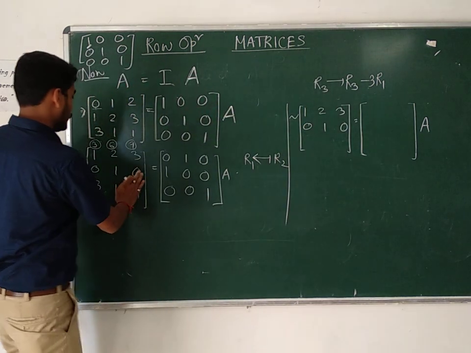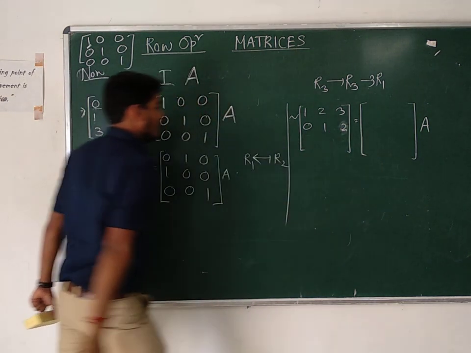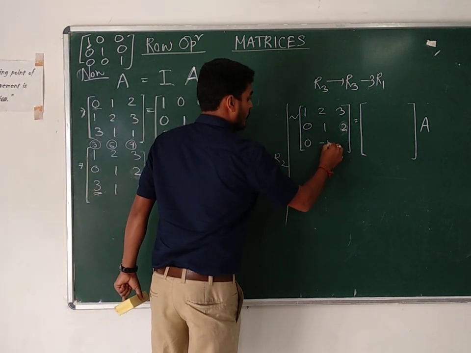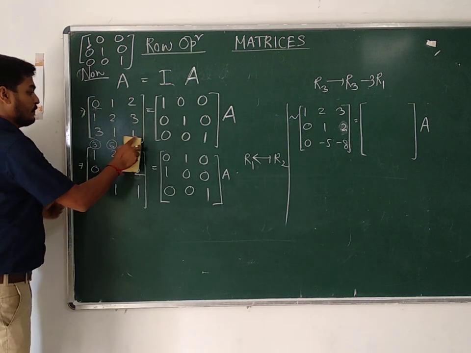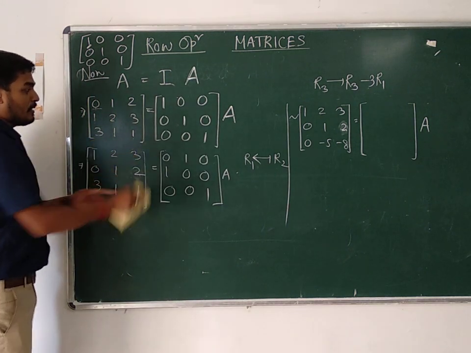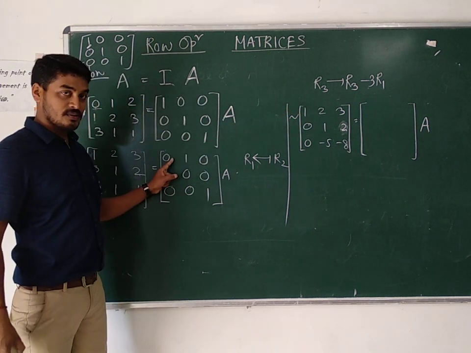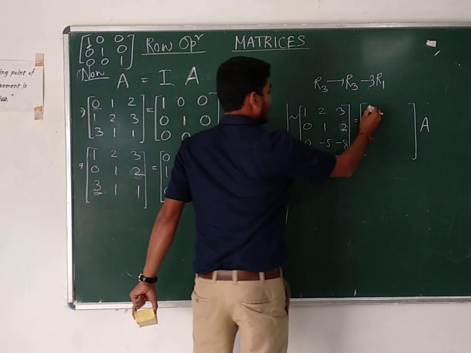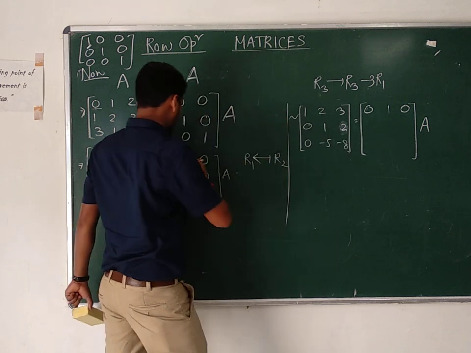Oh, sorry, 0, 1, 2 will remain the same. Okay, and what about the 3 minus 3? 0. 1 minus 6, minus 5? It will be minus 8. 1 minus 9, minus 8. In the same way, you have multiplied row number 1 by 3. 3 into 0, 0, so 0 minus 0, 0. That means the first row and the second row will remain the same. 0, 1, 0.